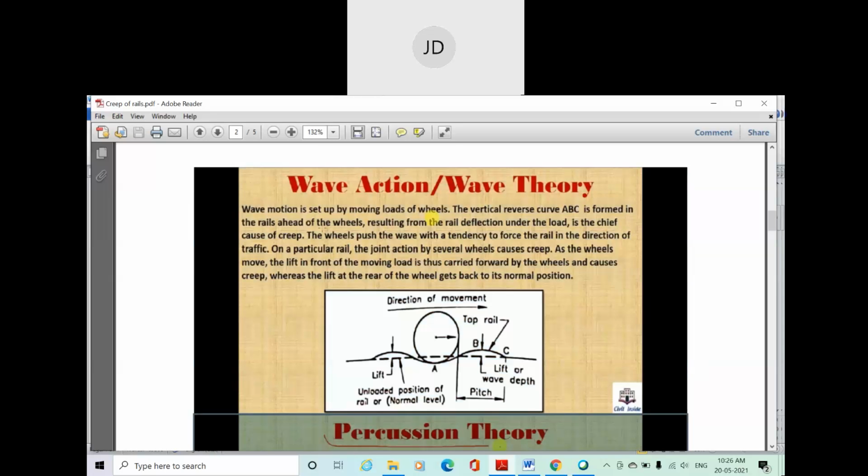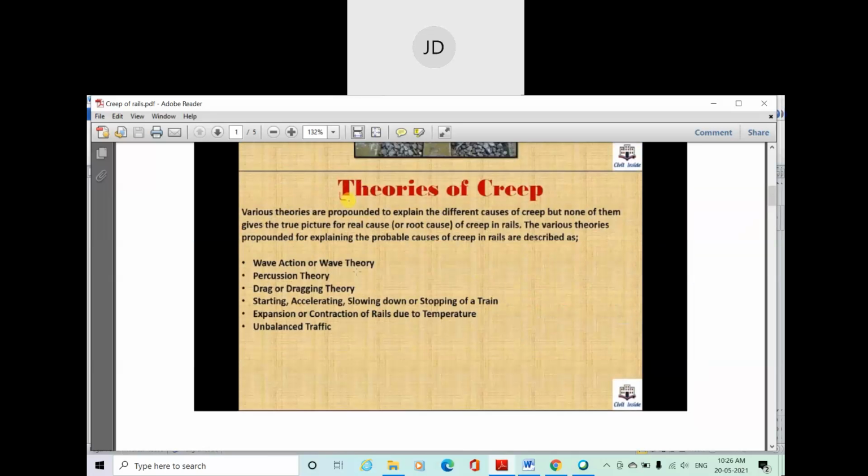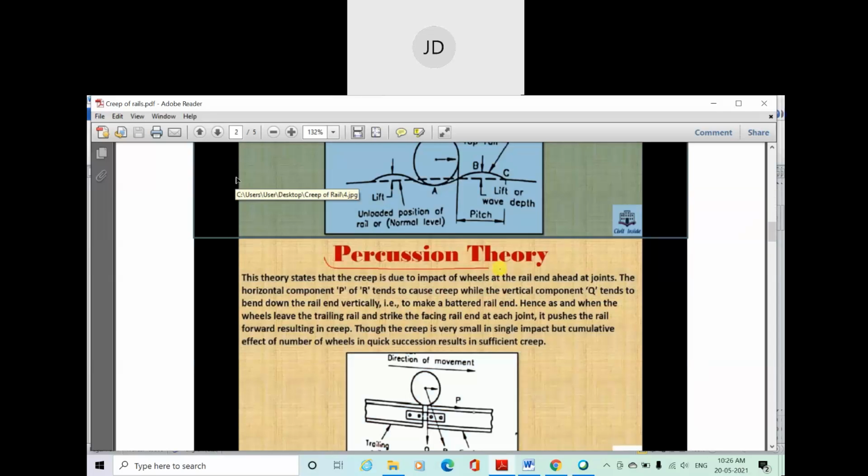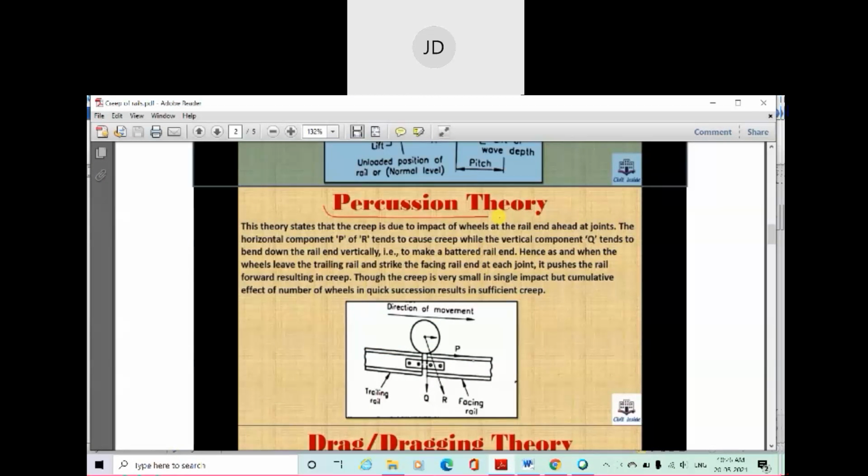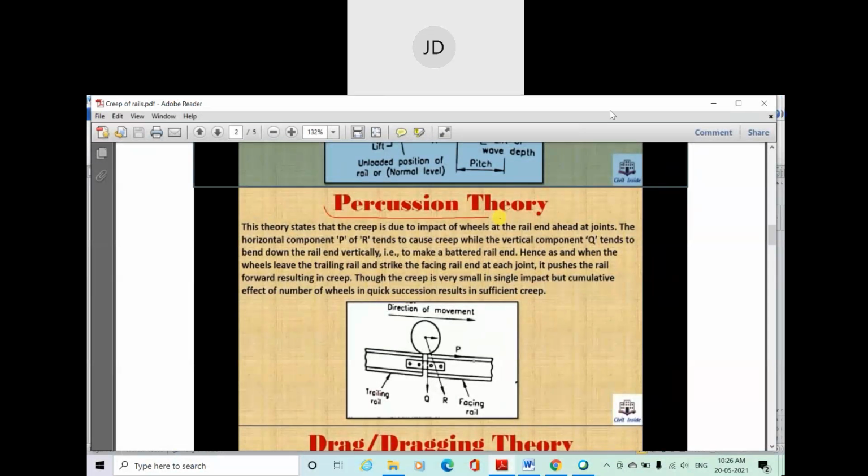So we have already discussed that wave theory. Then percussion theory basically deals with this portion, the weakest part of the railway track, the joint. We already know that the joint is the weakest part of a railway track, and when a railway wheel comes in contact with a particular joint, and is just about to enter the facing rail or leading rail, it tries to push the leading rail forward in this direction. Here you can see the arrow mark also given, right?